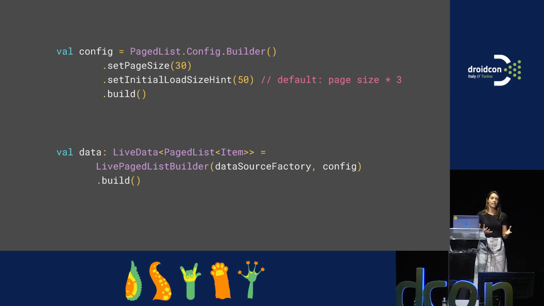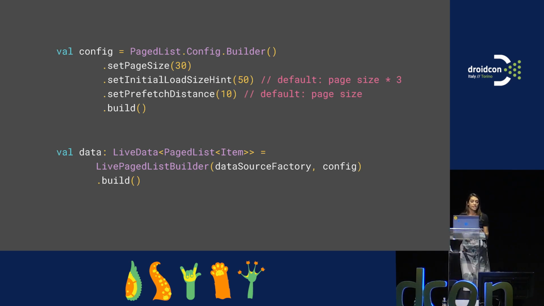This is the amount of data that needs to be retrieved the first time when the list is initiated. So when you're thinking of how to define this item, think that when the list is first displayed on the screen, you want to avoid that the user, at the first scroll, already needs to request more data. So this is why the Paging library sets as default for the initial load size hint the page size times 3. This means that the user needs to scroll a little bit more until more data is requested from the data source.